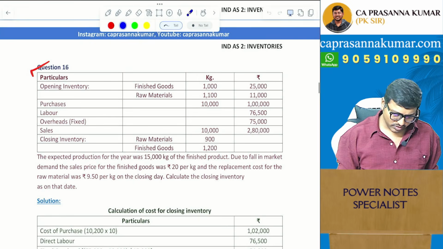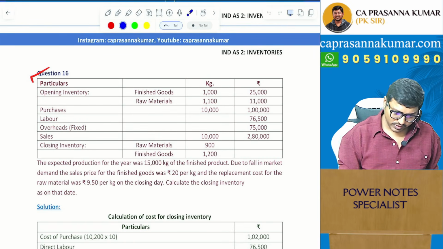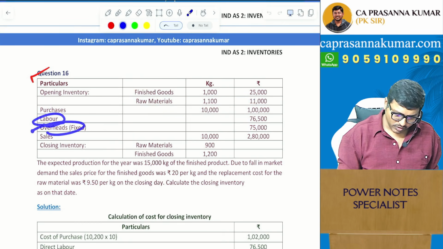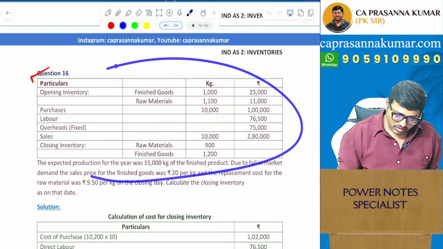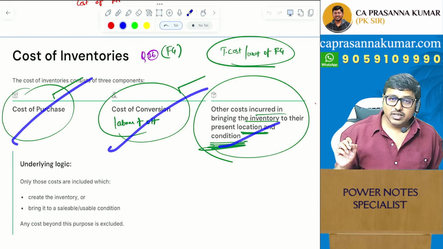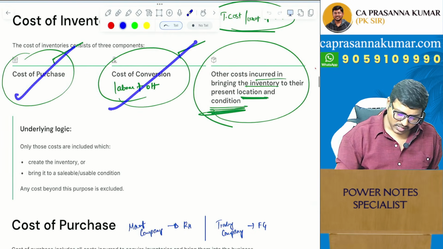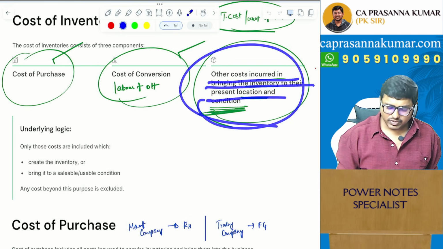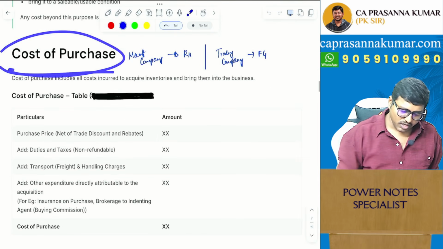If you look at this question also, in order to calculate total cost of finished goods, first we'll go for raw material consumption, right? Then we'll go for labor, then we'll go for overheads. You add all the three, you'll be getting your total cost per unit. But to solve this sum, we need to learn further concepts as well. This one is clear? Right. Now let's move on. First, we'll see how to calculate cost of purchase. Then we'll go for cost of conversion. Then finally, we'll be looking at other cost incurred in bringing the inventory to their present location and condition. Clear? Okay. Now, cost of purchase.